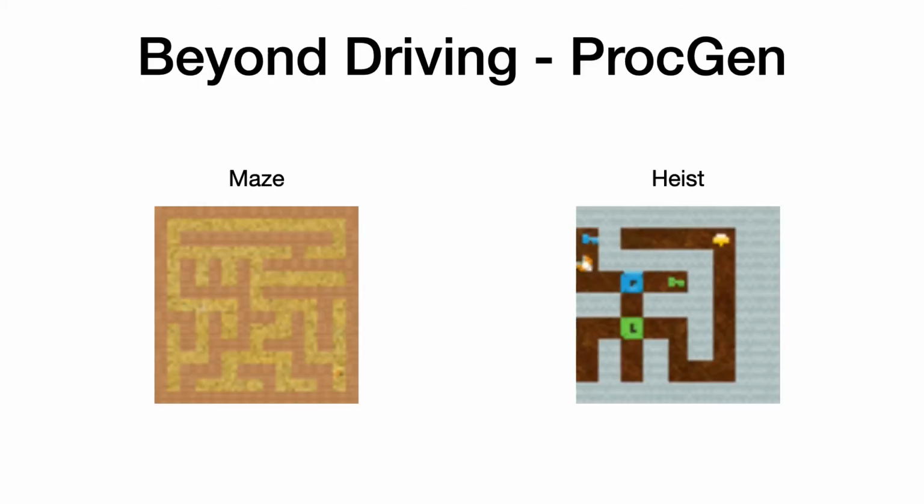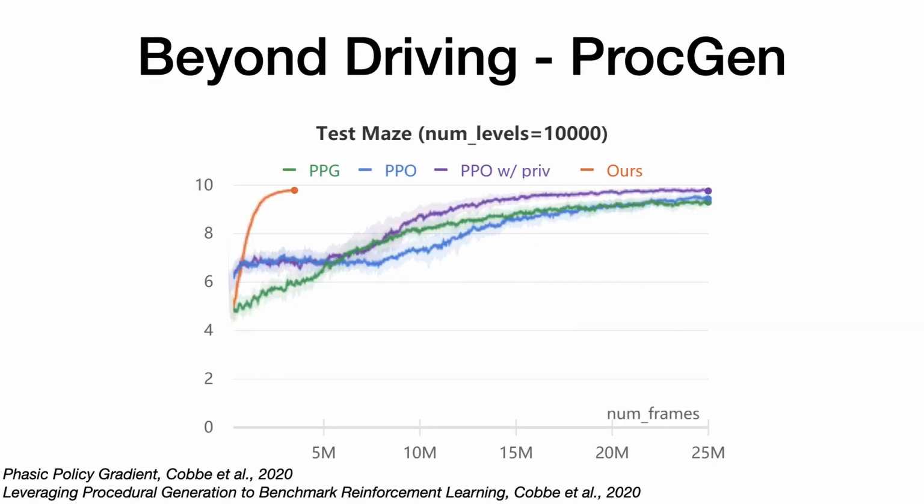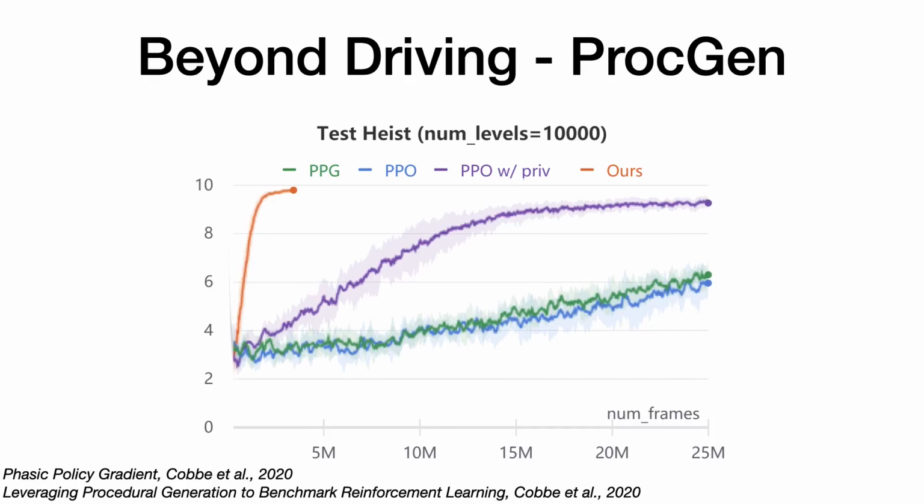Finally, we evaluate our algorithm on the ProcGen benchmark. Here we compare on the games Maze and Heist. For both, we outperform the state-of-the-art model-free reinforcement learning algorithms using about a fifth of the training data.